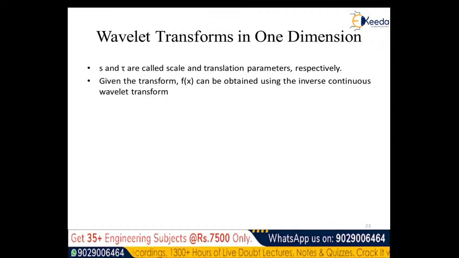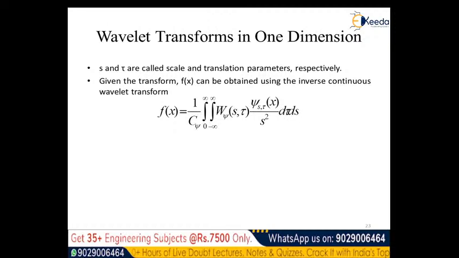Here we have the expression f of x is equal to 1 upon capital C suffix psi, with two integrals, the first from 0 to infinity and the second from minus infinity to infinity, for d tau and ds, of the multiplication of W suffix psi as a function of s comma tau with psi suffix s comma tau as a function of x, divided by s square. In this representation, before the integral we see the normalization by the factor C suffix psi.